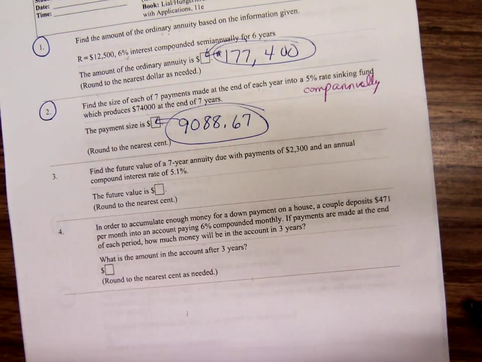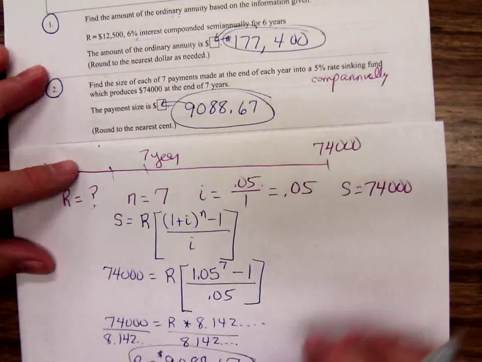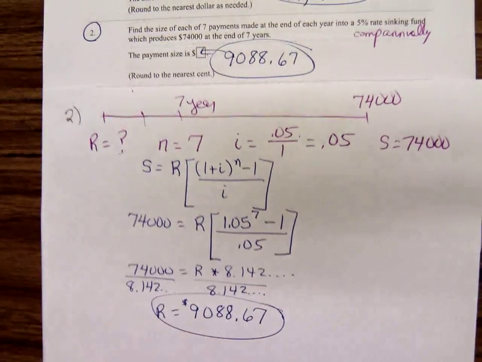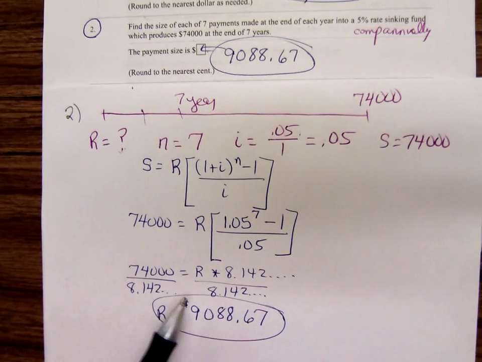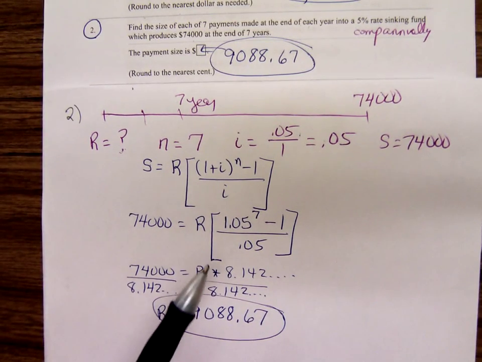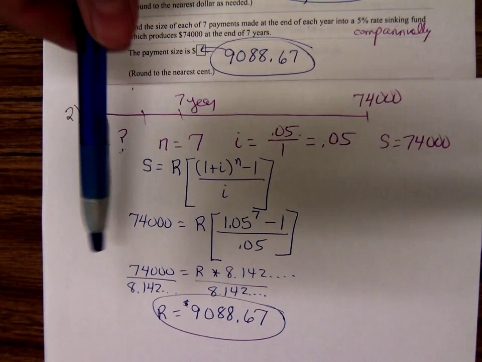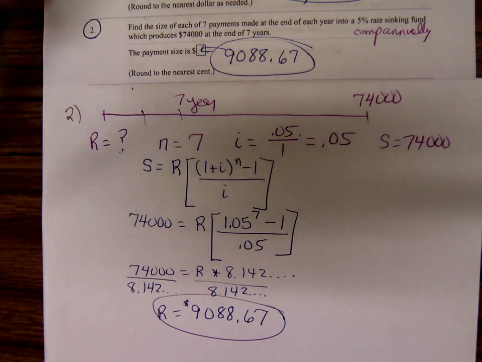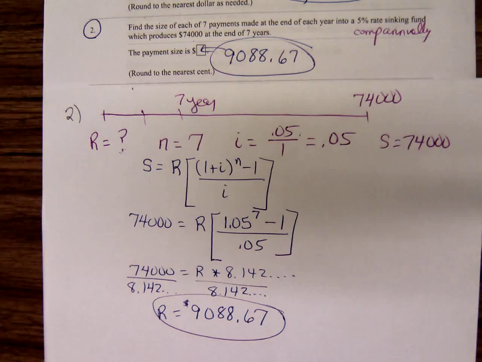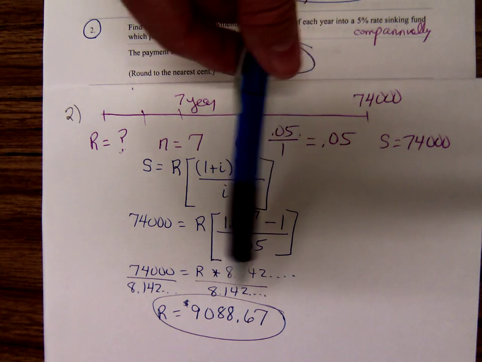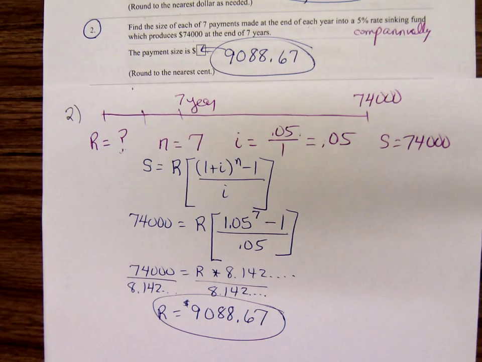Okay. So, any questions on problem number 2? That's how you calculate that payment. For any of these problems where you have to calculate that payment, you're going to wind up having to divide. The way I do this is I calculate the bracket number, and then I go whatever the S value is, 74,000 divided by that bracket number. Okay, I go second ANS. Do not round here, okay? Pull up that same number that's in the calculator.